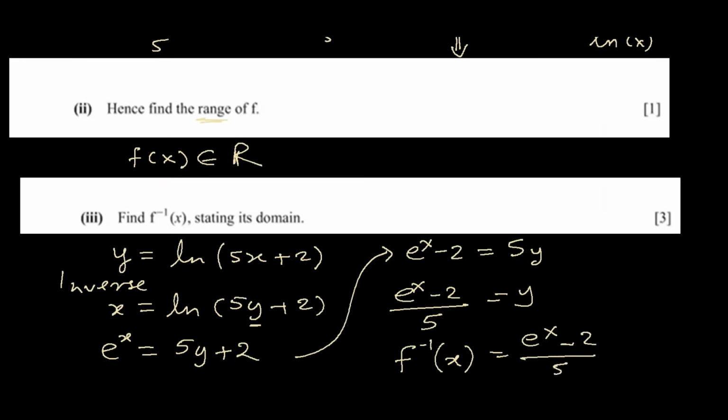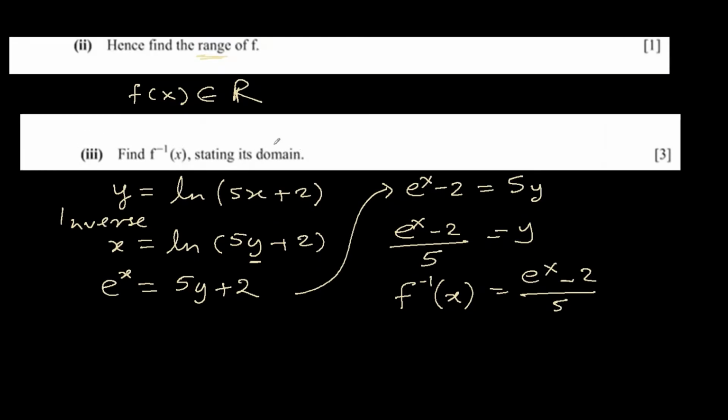They're saying find the domain also, stating its domain. Whatever is the range of the original function becomes the domain of the inverse. So in that case it was f(x), here it will be just x is an element of real numbers, because domain is about x, range is about y.